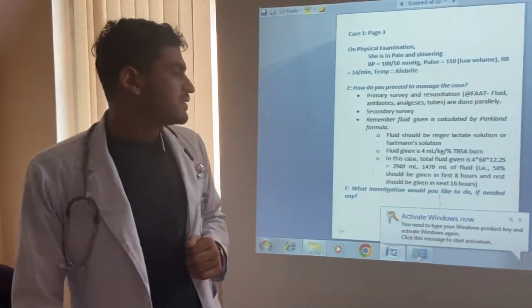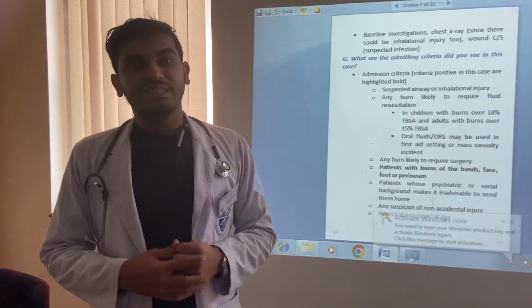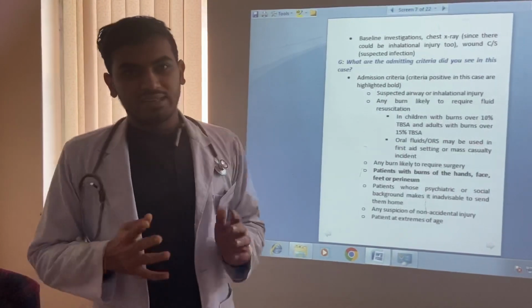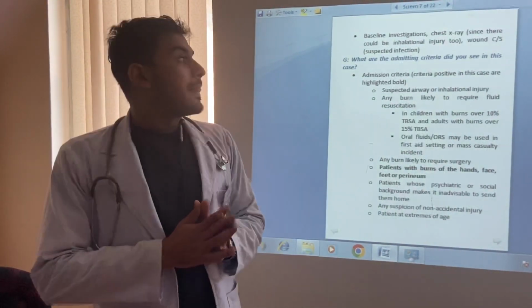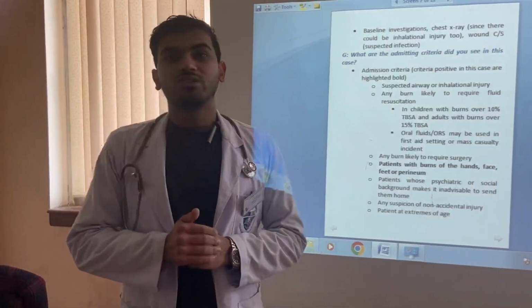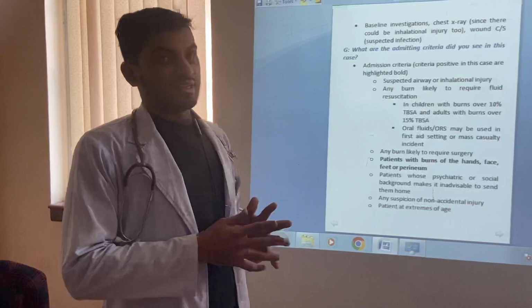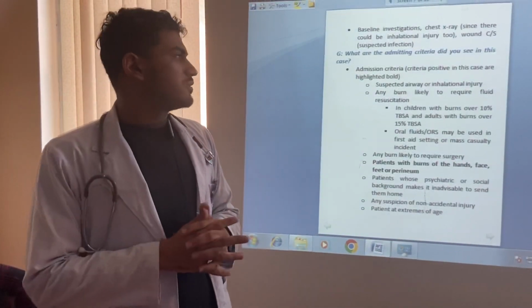So what investigation would you like to do, if needed any? For the investigation, we have to always send the baseline investigations, and a chest X-ray should be done to rule out whether there is inhalational injury or not. Wound culture and sensitivity can also be sent, as there can be suspicion of infection, since there is a high chance of infection in the burn wound. So we have to do that.